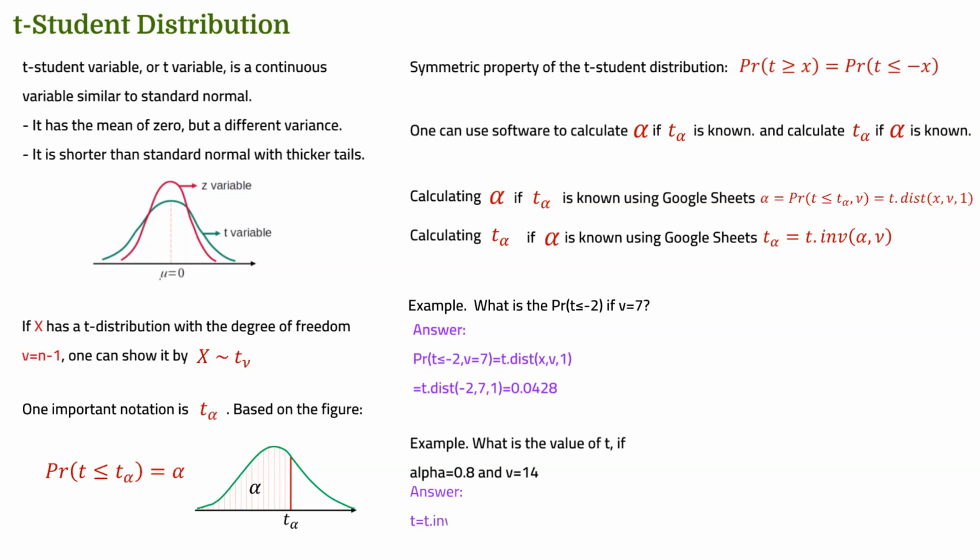Another example, what is the value of T if alpha is 0.8 and V is equal to 14? Answer, T is equal to T.INV(alpha, nu), which is equal to T.INV inside parentheses 0.8, comma 14, which is 0.8681.